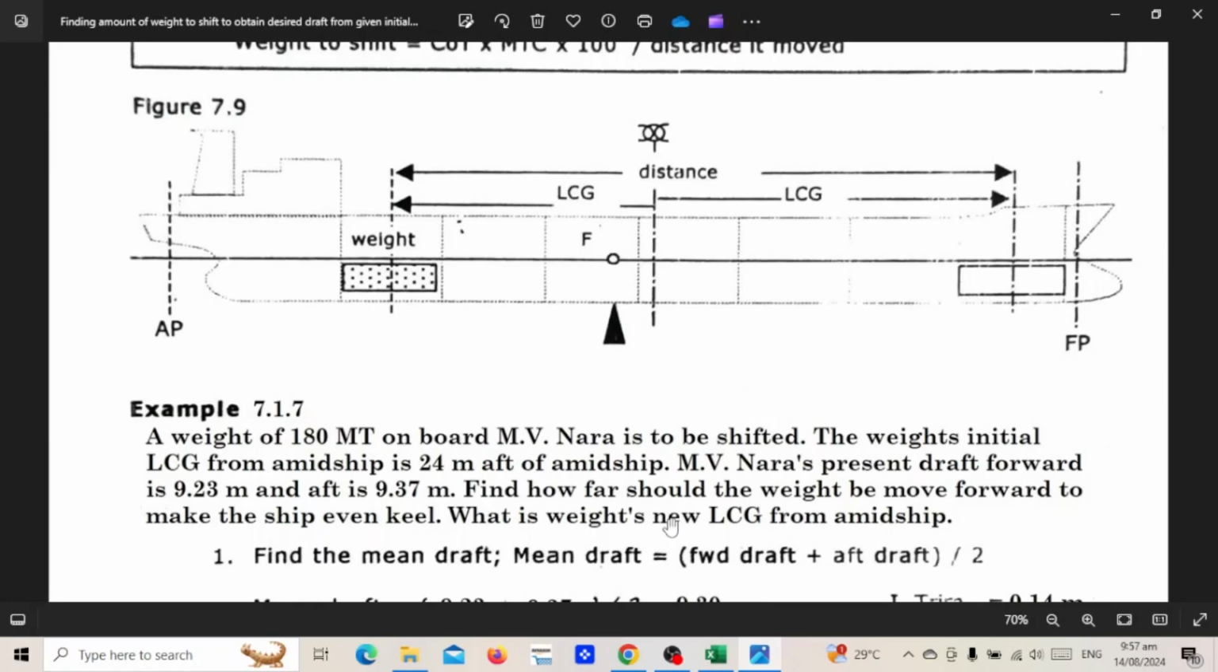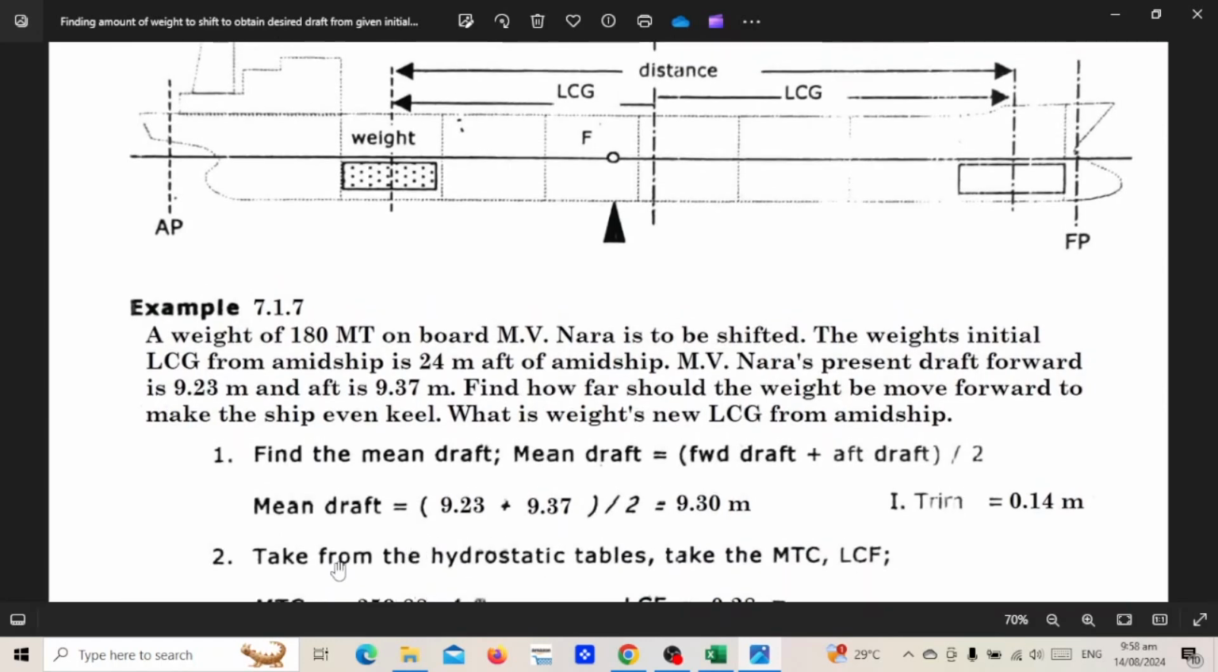Okay, to make the ship even keel, what is the weight's new LCG? So what will be the new LCG from amidship? Okay, it could be here or it could be here. Let's see. So let's start.